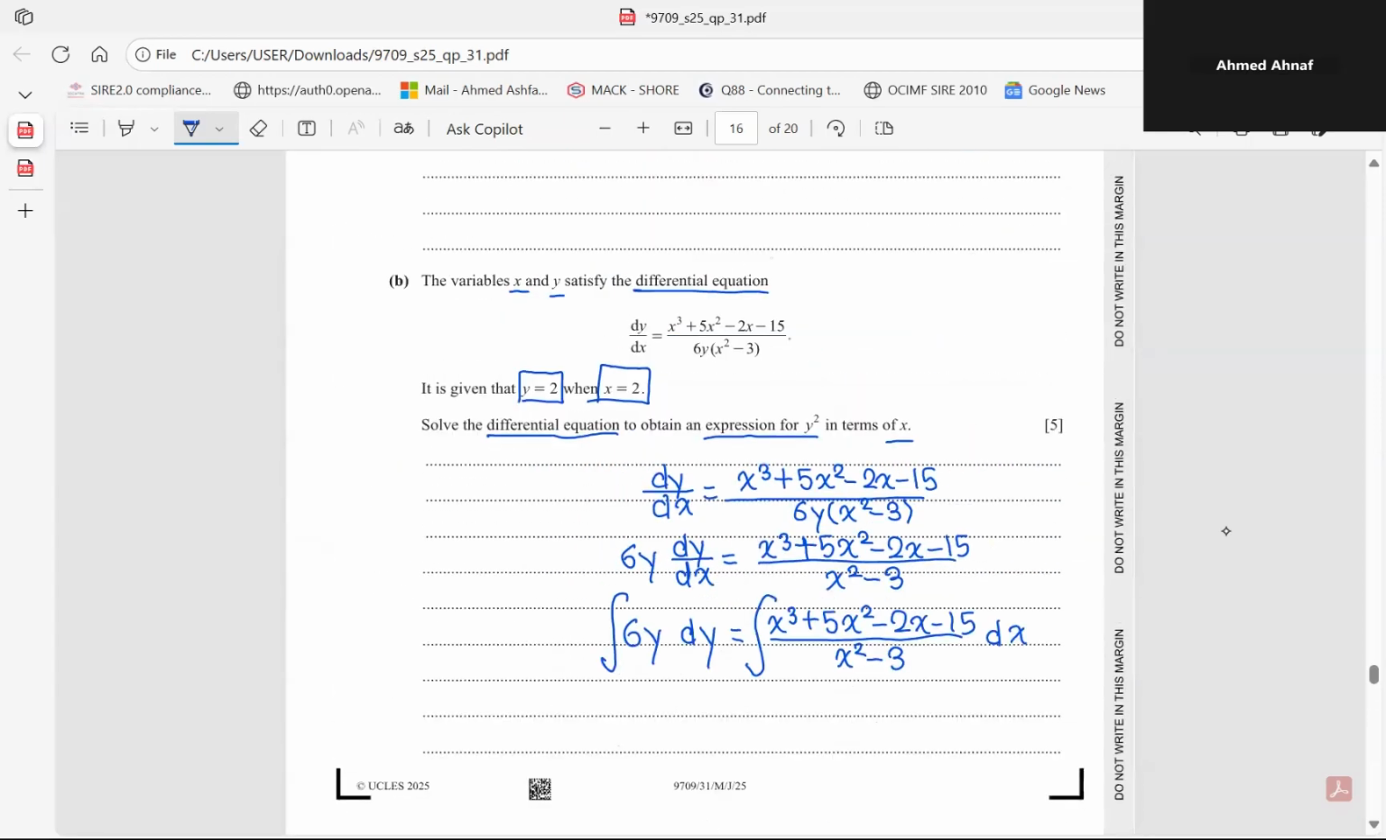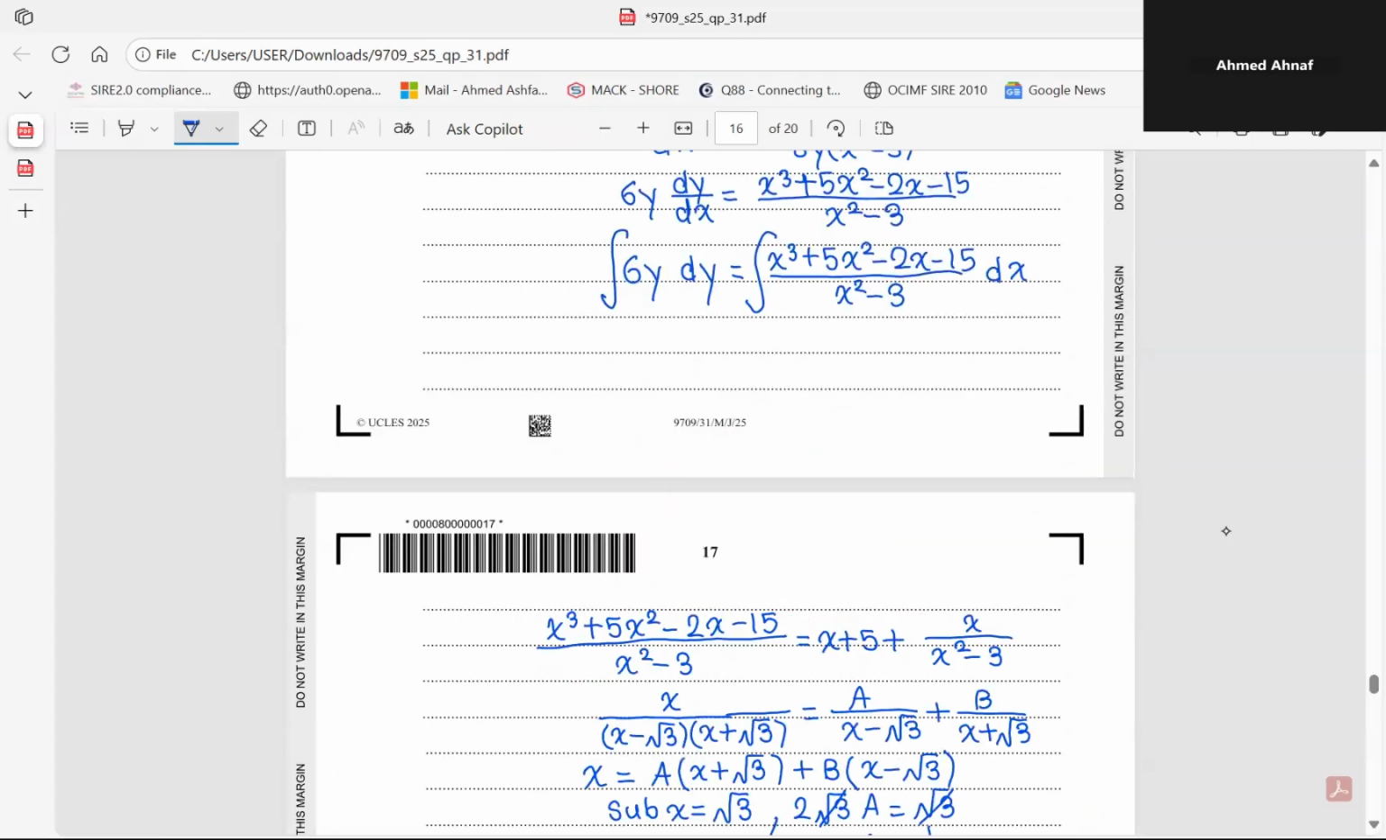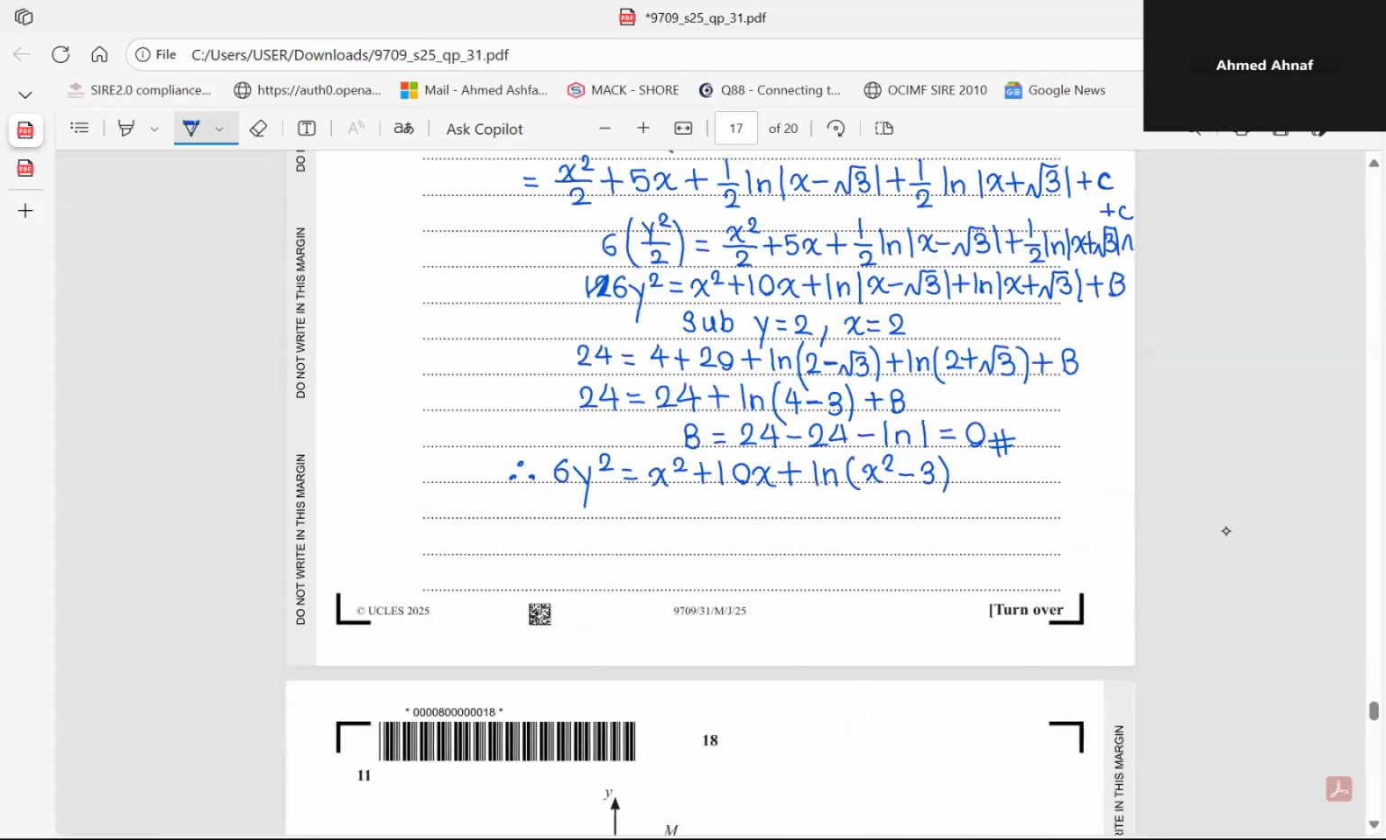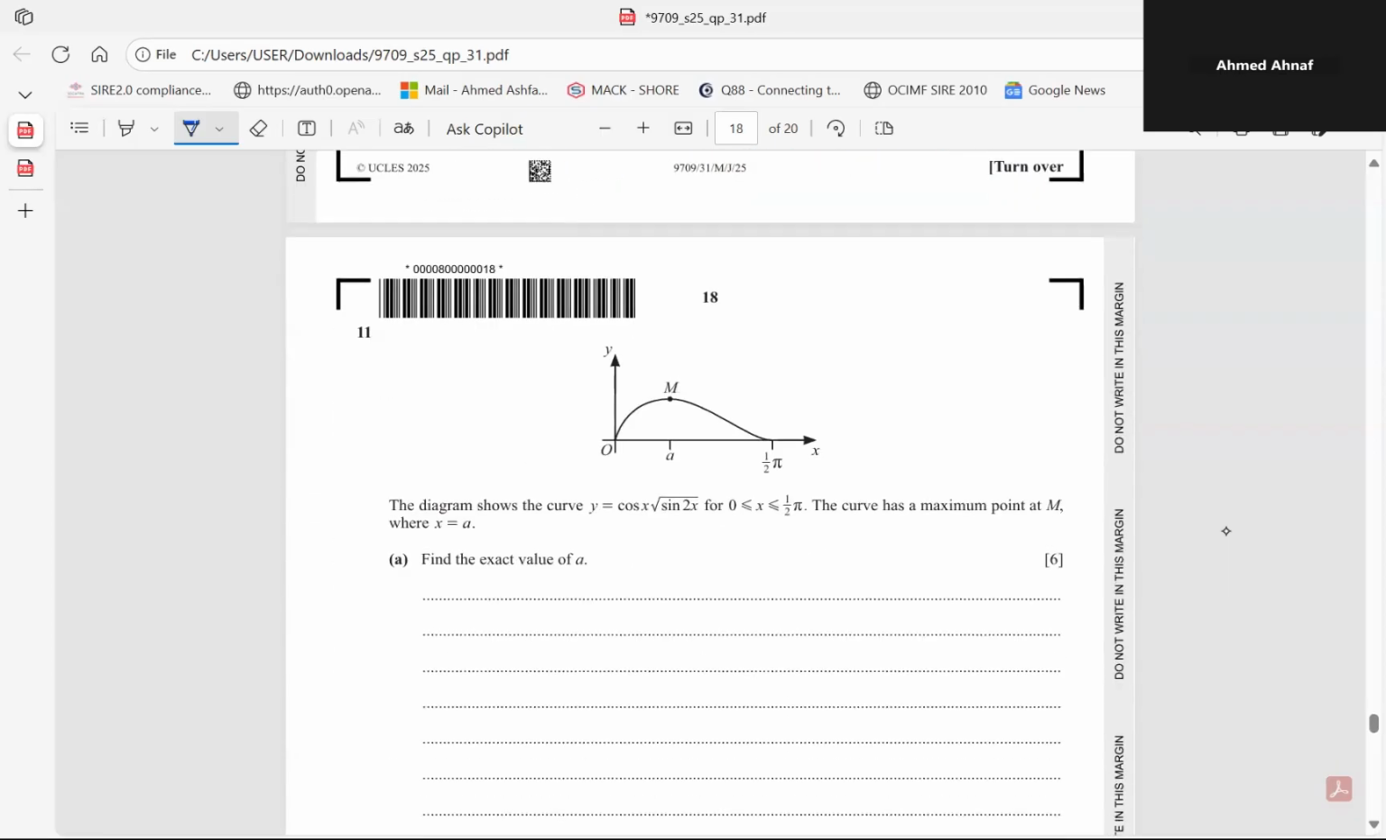And here our question says we have to express y squared in terms of x. So dividing both sides by 6, we would get our final answer, which is y squared equals x squared over 6 plus 10 over 6 x, which is also 5 over 3 x, plus 1 over 6 ln(x squared minus 3). So this is our final answer for this question. Let's head on to the last question.